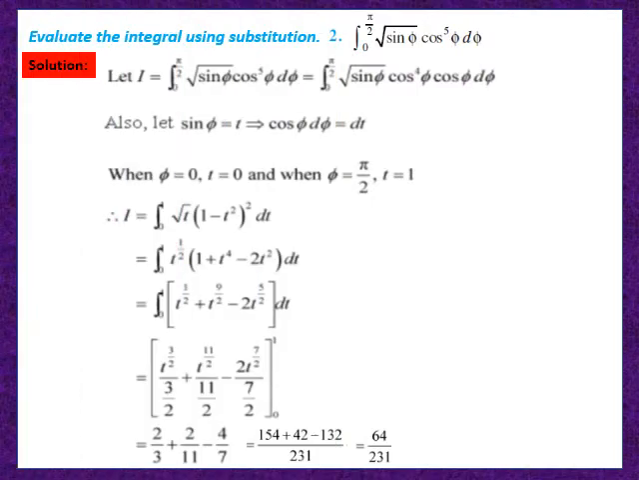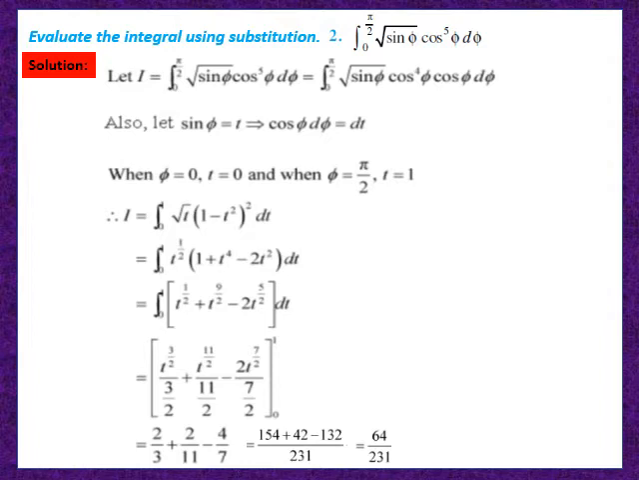Next we have question number 2. Evaluate the integral using substitution, and the integral is from 0 to pi by 2 of root sin phi cos power 5 phi d phi. So the integral can be written as integral from 0 to pi by 2 of under root sin phi, and cos power 5 can be written as cos power 4 into cos phi d phi. Since the differentiation of sin phi is there, we put sin phi equals t, and we get cos phi d phi equals dt.